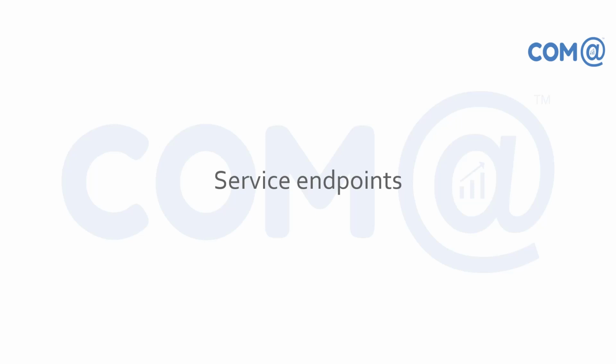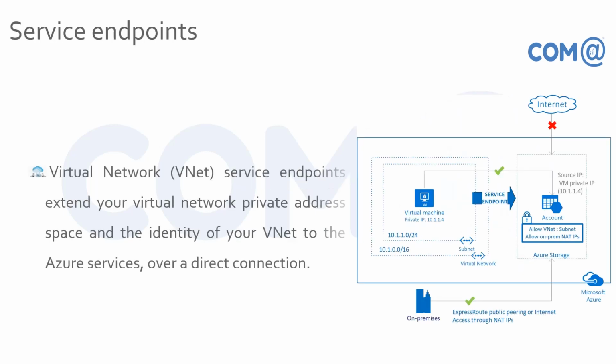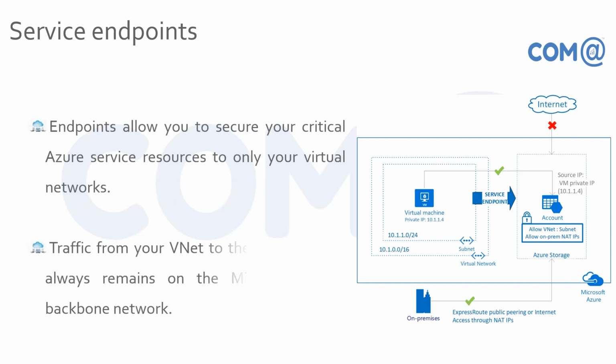And now understanding the service endpoints. Virtual network service endpoints extend your virtual network private IP address space and the identity of your VNet to the Azure services over a direct connection. Endpoints allow you to secure your critical Azure service resources to only your virtual network. Traffic from your VNet to the Azure services always remains on the Microsoft Azure backbone network.